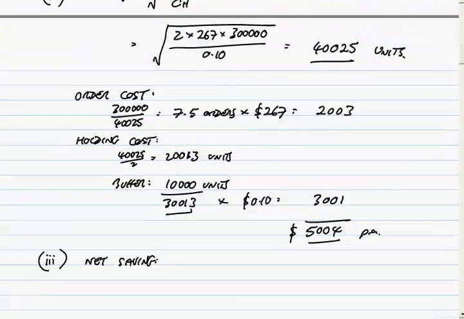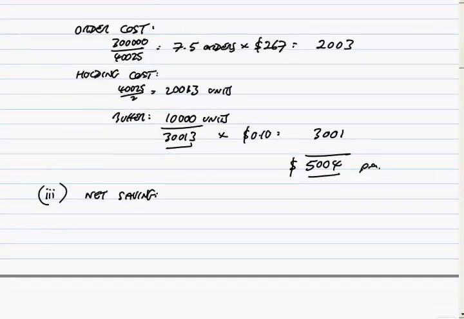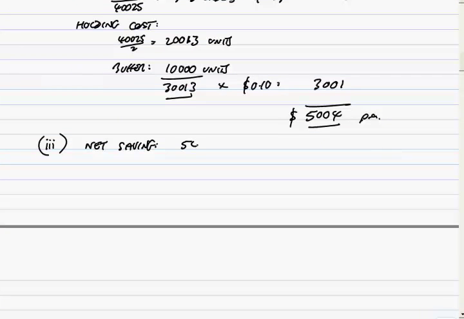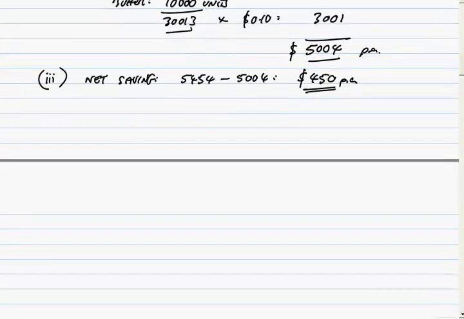The current policy is costing 5,454 a year. The new policy 5,004. So a net saving of 450 per year. So there we are. How many marks? 7 marks. That's not a bad start, not too difficult.